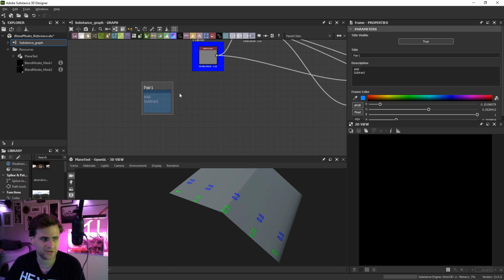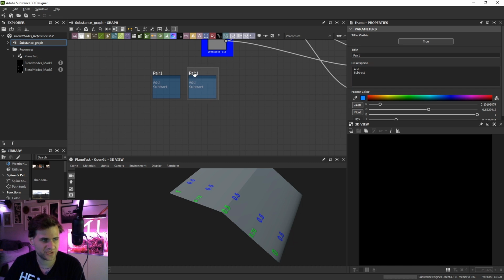Like this. They're the evil twins of each other. This is pair 2, and they are multiply, and you would say divide. Divide? No, screen. Don't use divide. Sound off in the comments if you use divide. I tend not to.